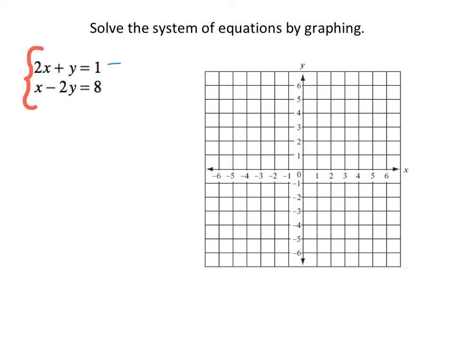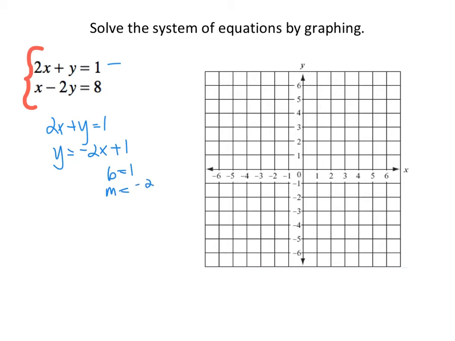Looking at this first equation, I have 2x plus y equals 1. In order to put it in slope-intercept form, I'm just going to isolate y by moving this 2x to the other side of the equation. So I'm going to subtract 2x on both sides, which leaves me with y equals negative 2x plus 1. From here, I can easily identify my y-intercept and my slope. y equals mx plus b, where m is the slope, b is the y-intercept. So my y-intercept is 1. My slope is negative 2.